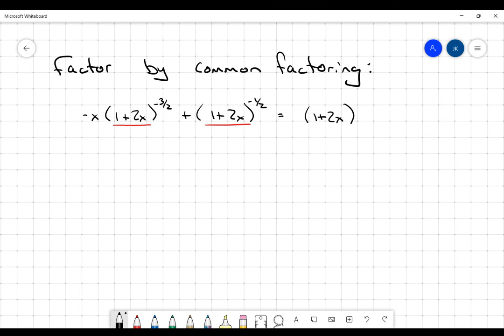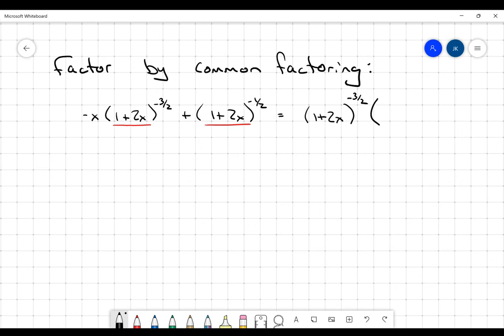Now, here's the issue. What exponent am I going to use? Well, I've got a negative 3 halves and a negative 1 half here, but I'm going to use the smaller one. When we say smaller one, I mean technically the smaller one along the number line. Which is the further one to the left, negative 3 halves or negative 1 half? The answer is negative 3 halves. That's the one that's further to the left, so that's the one that we're going to factor out.